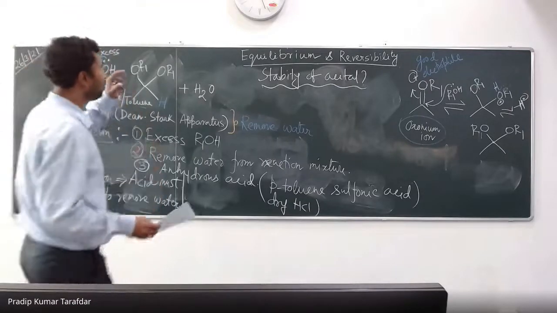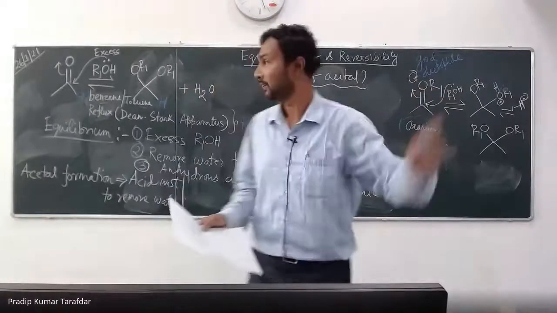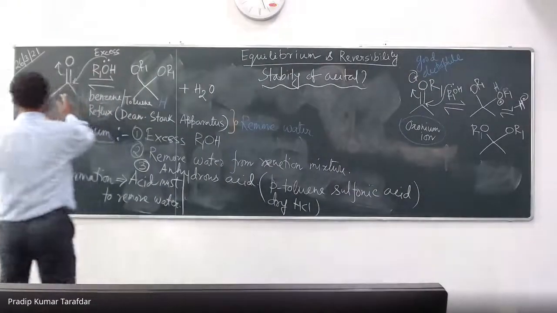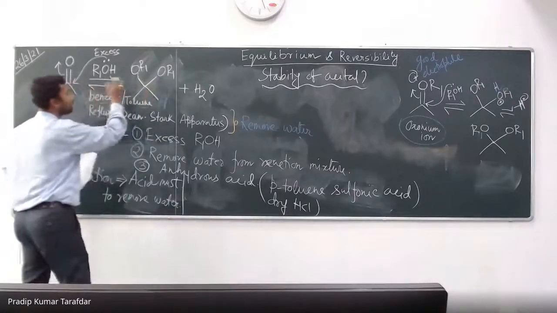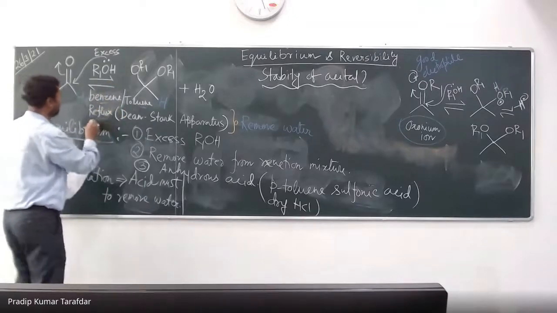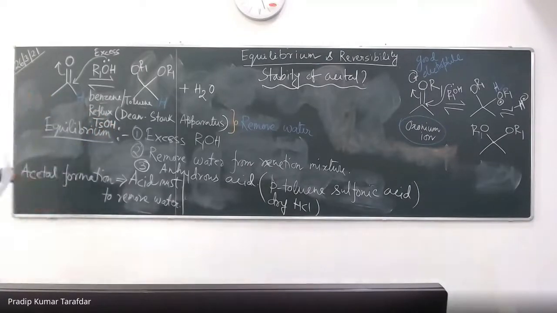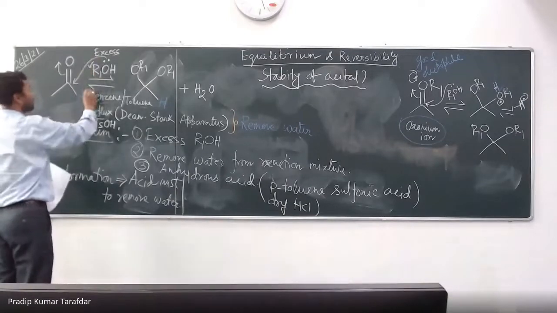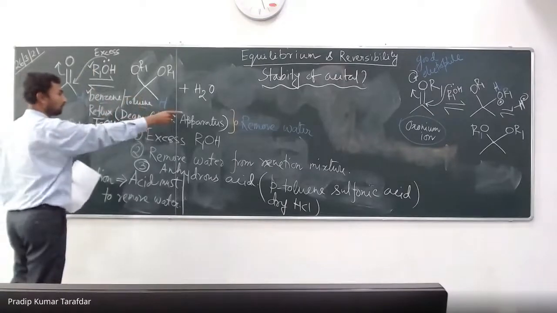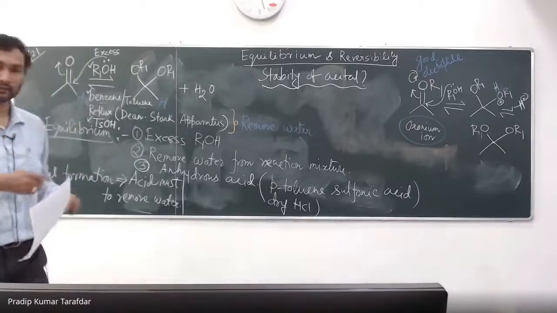So that is the beauty of equilibrium. That is why I told you today's class is a very important class. See, this is in equilibrium, right? Every step is in equilibrium, in the presence of acid also. And this is para-toluene sulfonic acid, or TsOH we can write. So this is the condition. We have alcohol, benzene or toluene, Dean-Stark apparatus to remove water, and we also need some acid, para-toluene sulfonic acid.